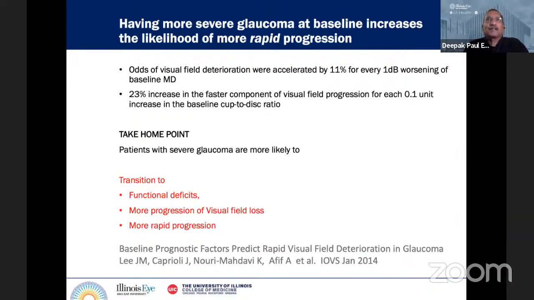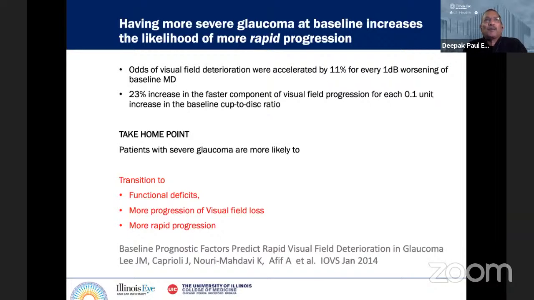There's approximately a 23% increase in the faster component of visual field progression for each log 0.1 unit of increase in baseline cup to disc ratio. To point this out practically, someone with a 0.8 cup or a 0.9 cup, versus a 0.5 cup, would be at a greater risk of developing greater visual field progression.